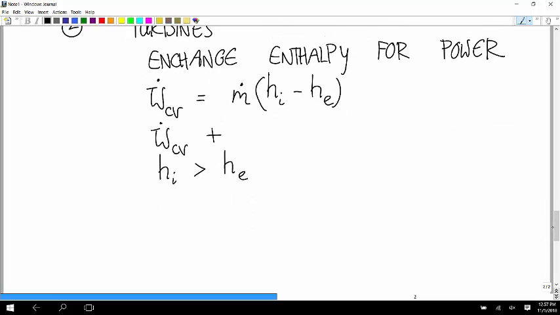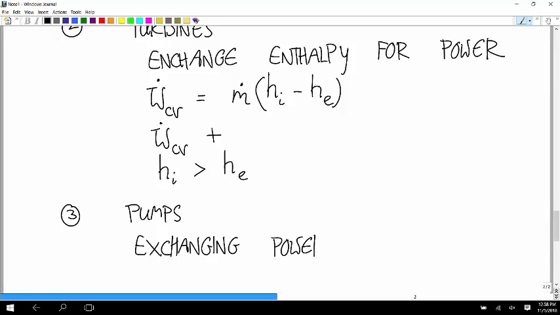And then I did pumps and compressors together, but I'm going to separate them here. So the third one, let's say this is pumps. And usually the idea of a pump is to raise the height of a liquid. And so in a pump, you're exchanging power, that's where you plug the pump into the wall, exchanging power for fluid height.